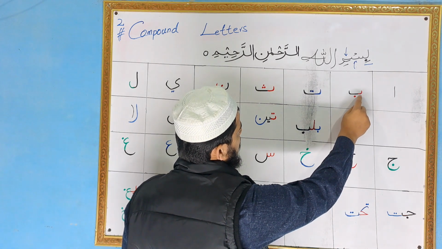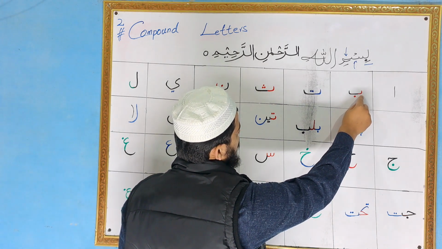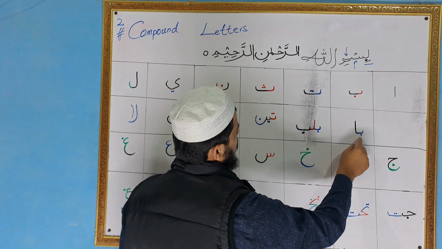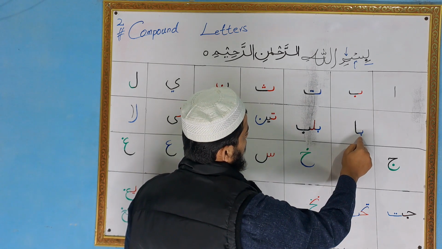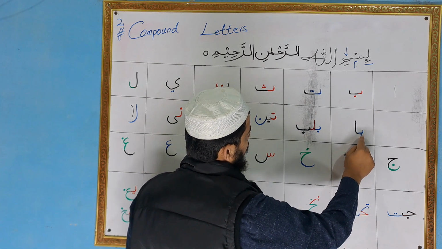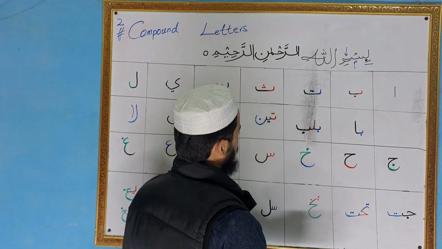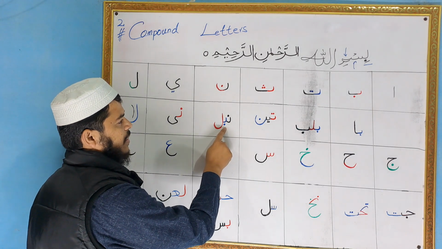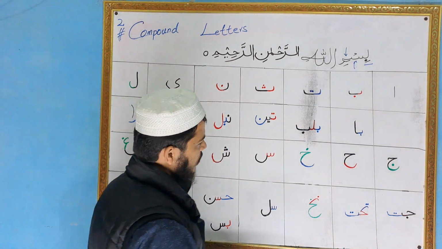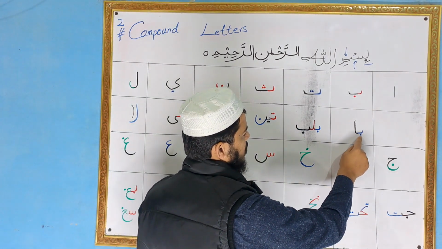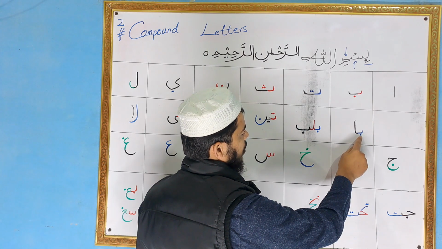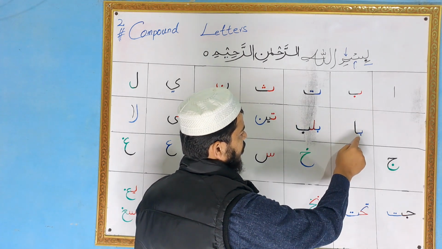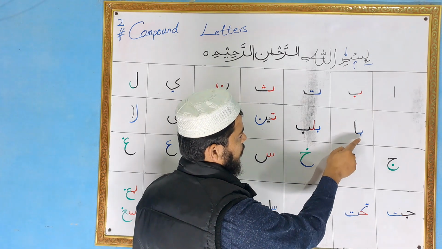Basically we can say this half of the shape will be used when it comes as a beginning or first letter, or even a middle letter. So you can see this is ba, because it has one dot in the bottom.